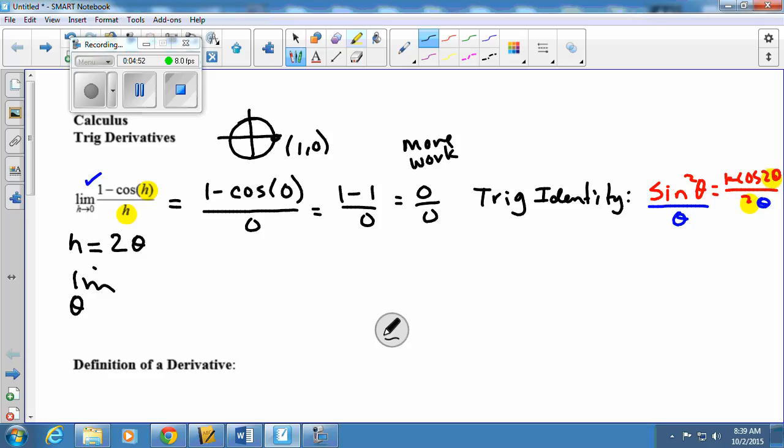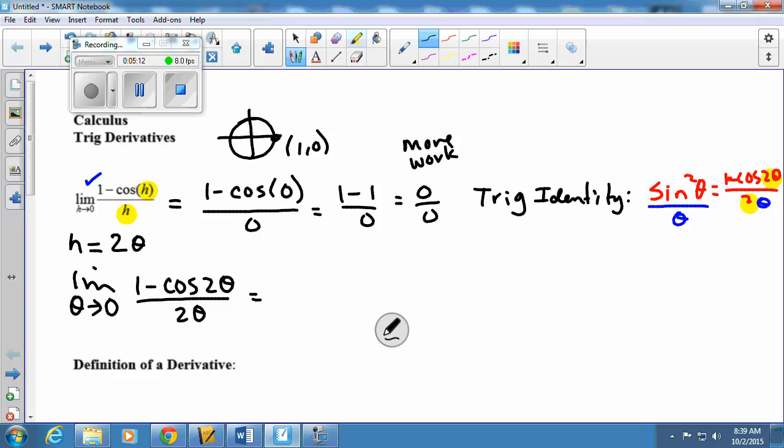Theta, I want to go to where? Why don't I need a 2 theta? Because what's 2 times 0? All right. And now this idea of 1 minus cosine 2 theta over 2 theta still goes 0 over 0.